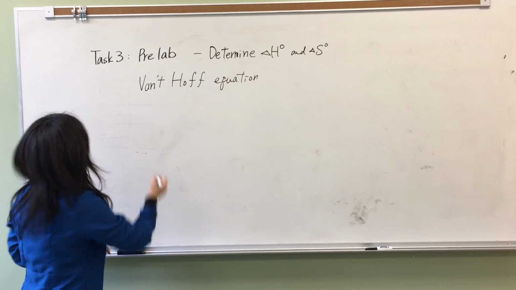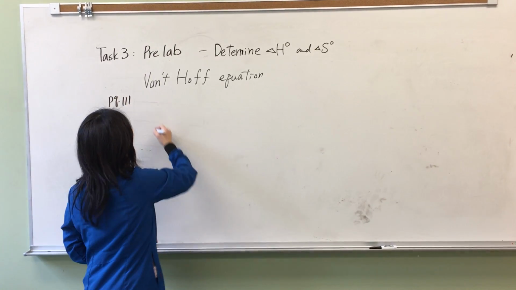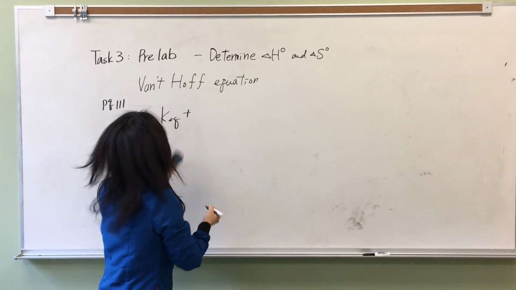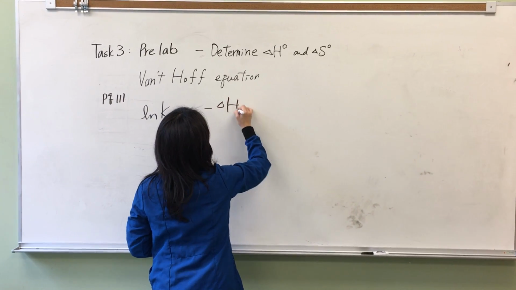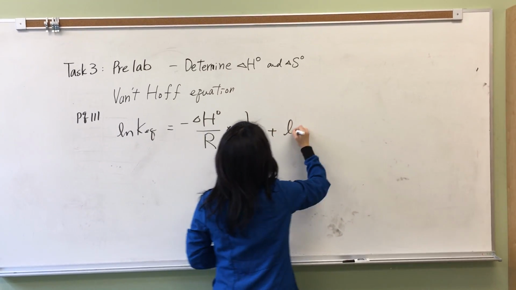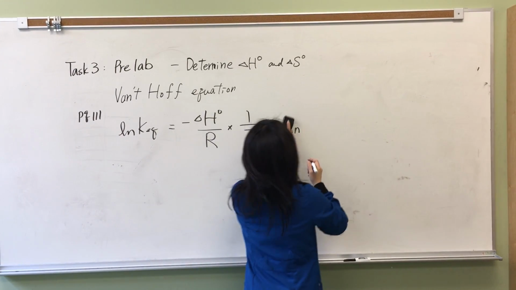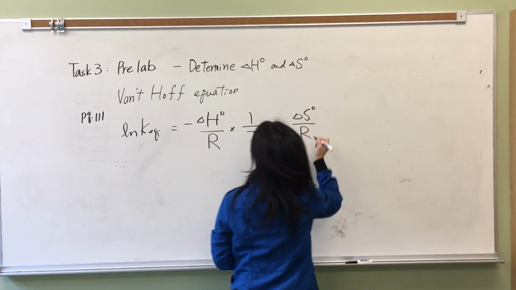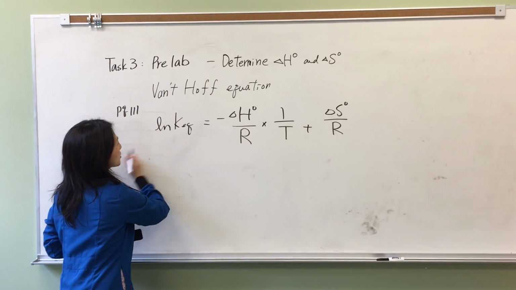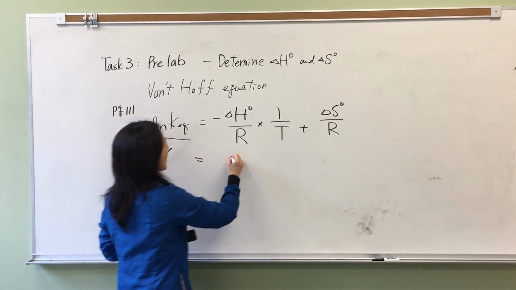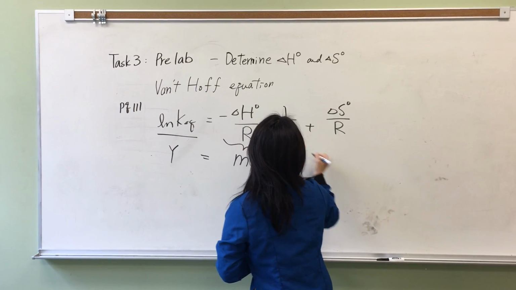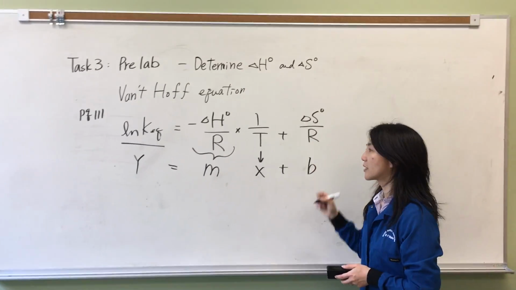That's page 111. The equation is ln KQ equals minus delta H over R times 1 over temperature, plus delta S over R. We're going to use this equation to determine delta H and delta S. You see the linear relationship: Y is ln KQ, the slope M is minus delta H over R, X is 1 over temperature, and delta S over R is the Y-intercept.